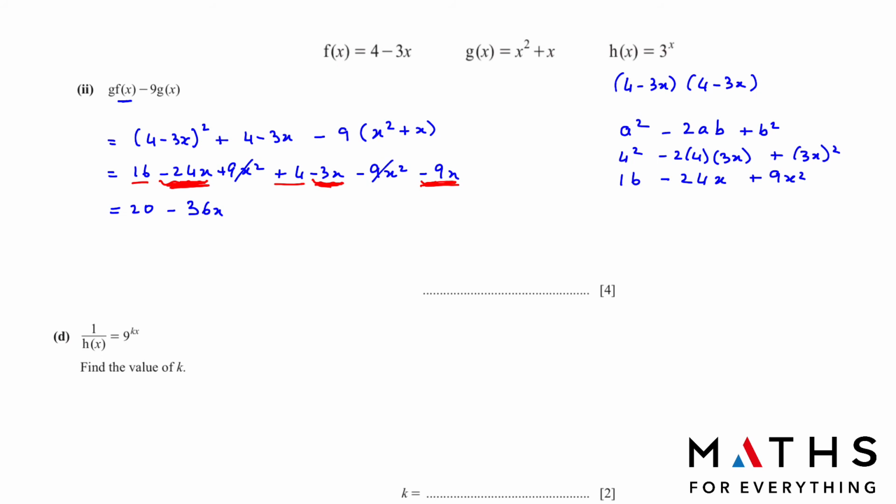Moving on to the next part of the question. 1 over h of x is equal to 9kx. Find the value of k.